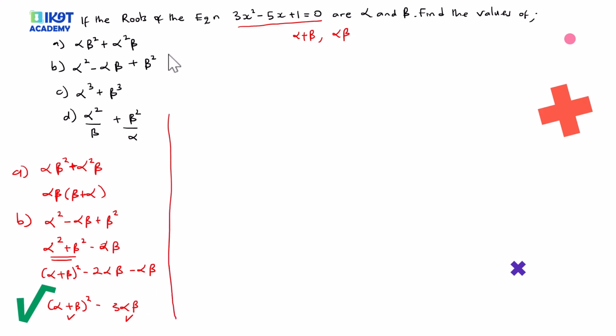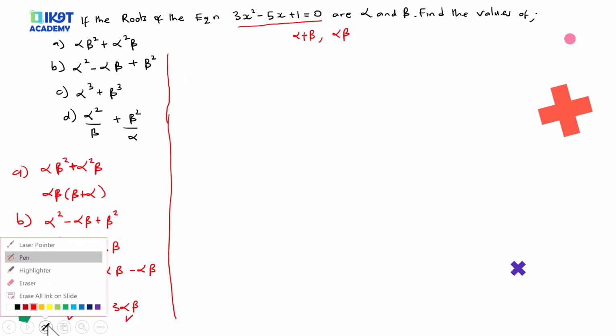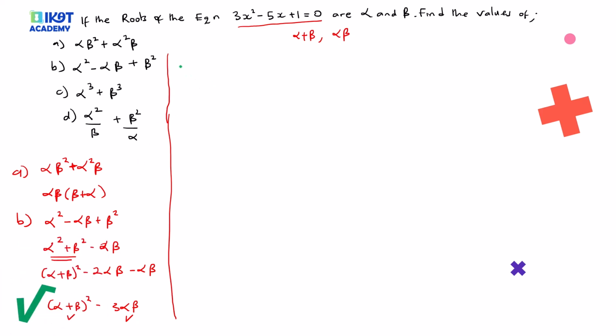Then now we go to part C. Part C is saying alpha cubed plus beta cubed. So similarly, the way we did last time, we are going to say what is alpha plus beta cubed. For this, I'll refer you to the video on Pascal's triangle. It's going to make it simple for you to expand all these expressions. So I'm going to pause the video, and then I'll replay it when I've expanded this.